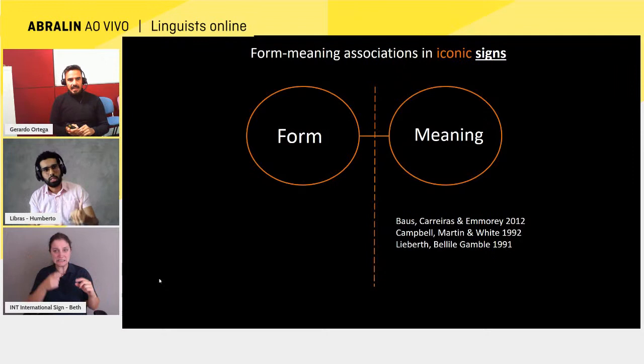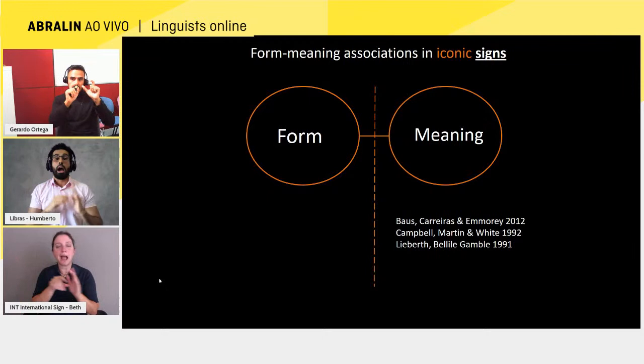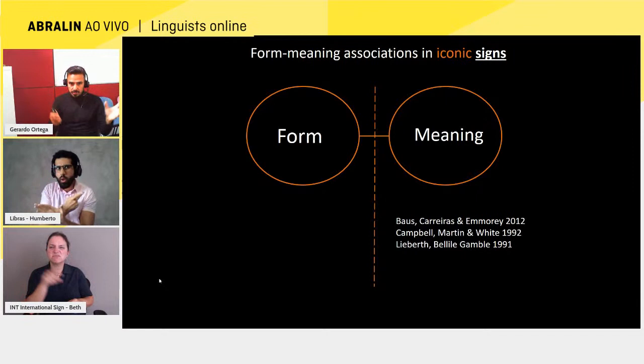We asked participants to imitate the signs as accurately as possible, and then we coded the renditions. We paid attention to the errors that they made, and that would give us a really big picture of what are the parameters that are more challenging for them to learn.